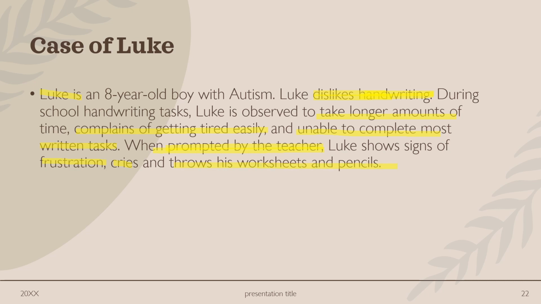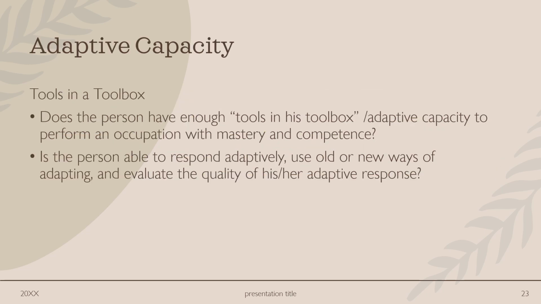So his adaptation to the press for mastery here is poor and abnormal, or maladaptive, because he's not accomplishing what he's pressed to do. Okay, hopefully that makes sense to you. All right. So his adaptive capacity is not very much. So does he have enough tools in his toolbox to perform the occupation with mastery and competence? Luke does not. That's why he threw everything.